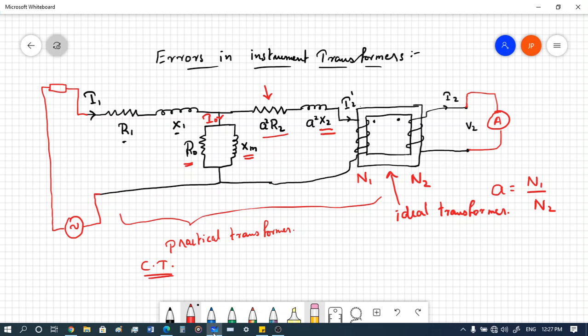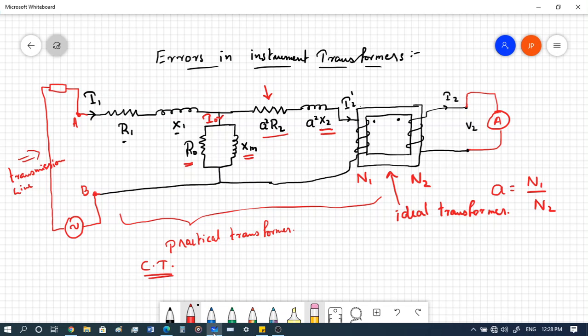So as you know, a transformer has its equivalent circuit. We have drawn the equivalent circuit over here. Let's consider this as a transmission line, right? Over here we have a transmission line and the CT is connected across these points A and B. So we have a transmission line and a current transformer connected across the points A and B in order to find the current passing through the transmission line.